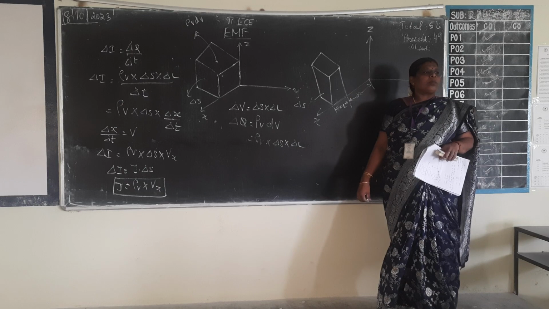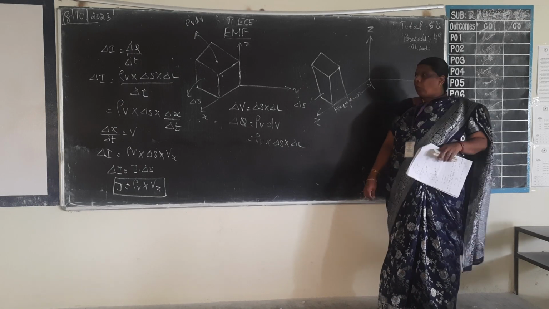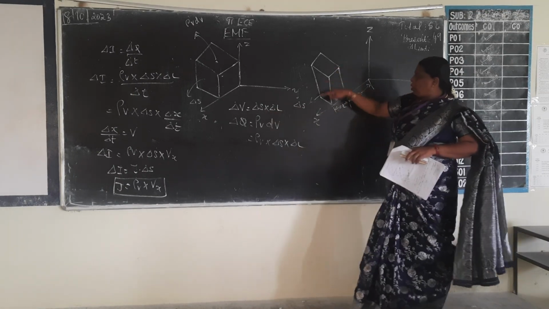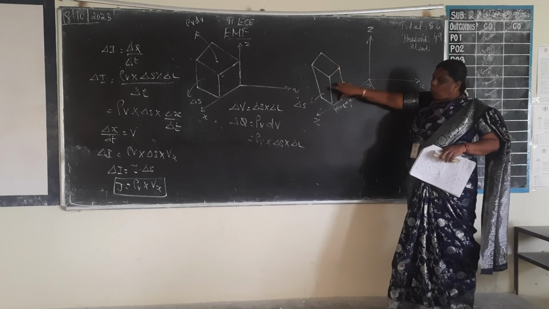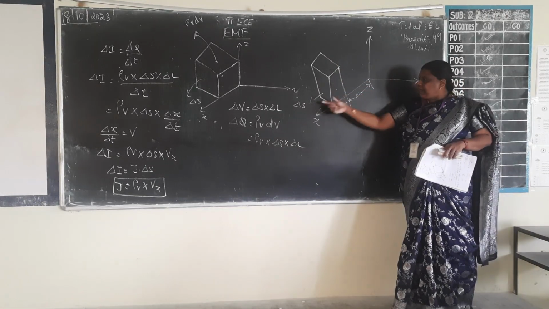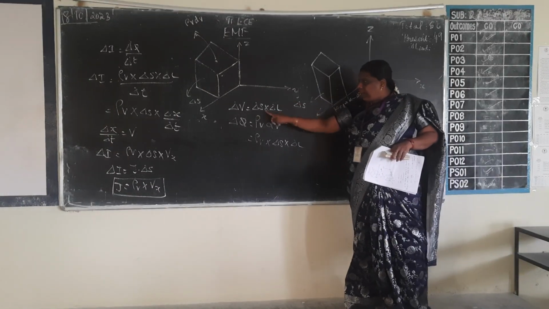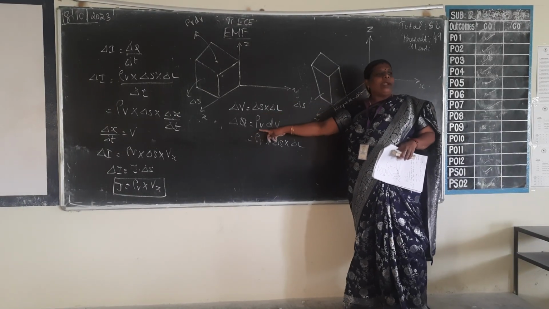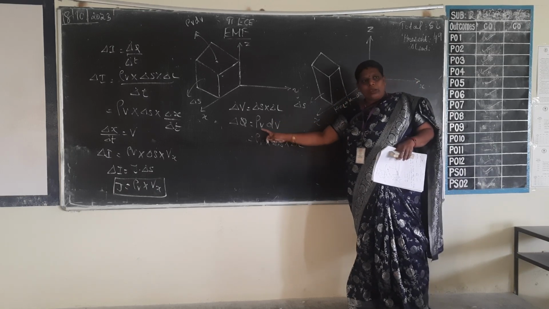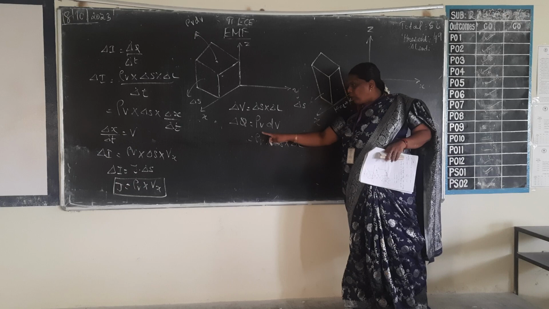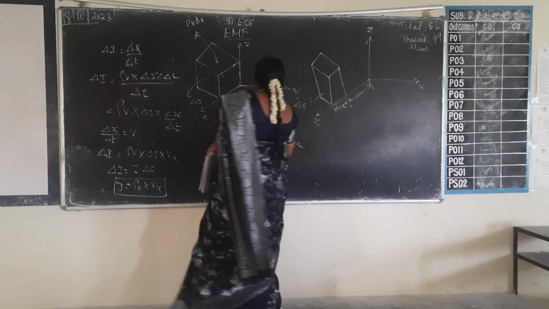Right, now listen. So what is del V from the structure? Del V is the total volume, and volume is del S into del L. So del V is equal to del S into del L. Volume charge density is equal to del Q divided by del V. So del Q is equal to rho V into del V. Clear?